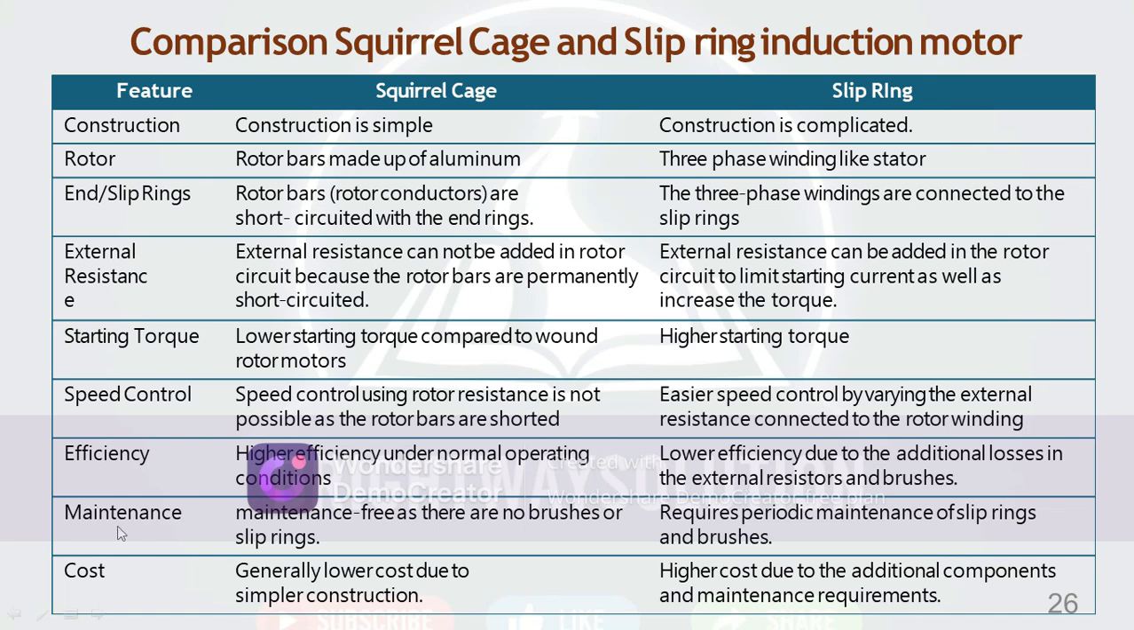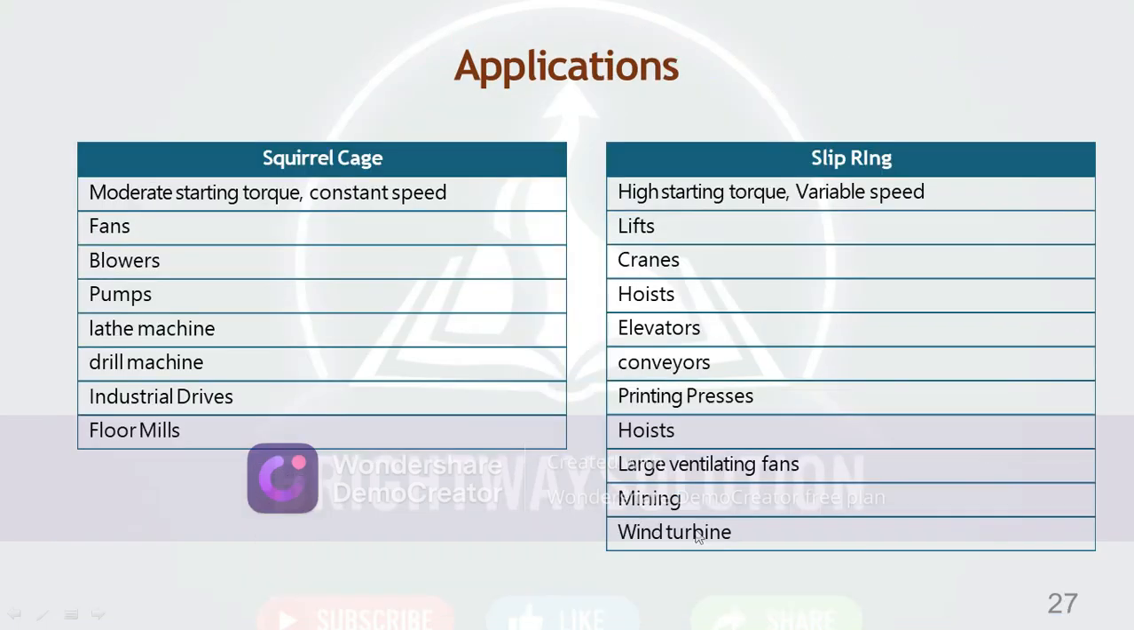Squirrel cage is highly maintenance free, as there are no brushes and no slip ring. Maintenance is required in a slip ring. If you consider cost, it is lower for the squirrel cage and higher for the slip ring. For application, the squirrel cage is used for lathe machines and drill machines, with moderate starting torque and constant speed, while the slip ring is used for high starting torque and variable speed.